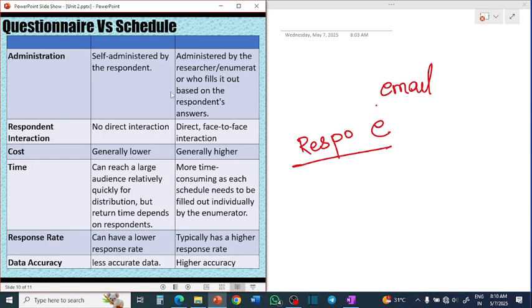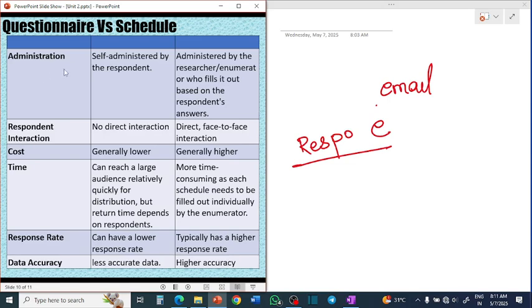So in terms of research, the third person will be known as enumerator, who will collect the data and the information and give it to that particular researcher. And the researcher will then continue on with his research. So that is the main difference between questionnaire and schedule. Questionnaire is done by the researcher himself or herself, and in schedule, data collection is done by a third person who is known as the enumerator.